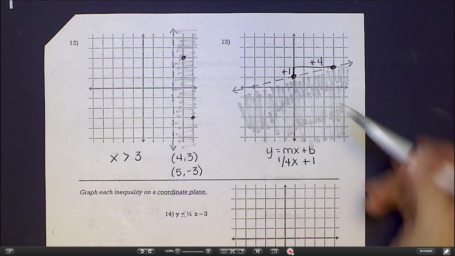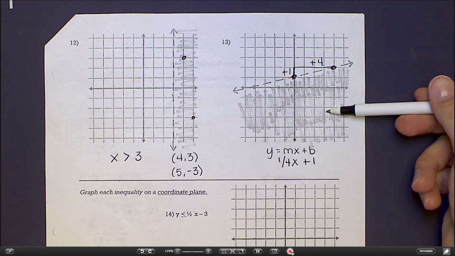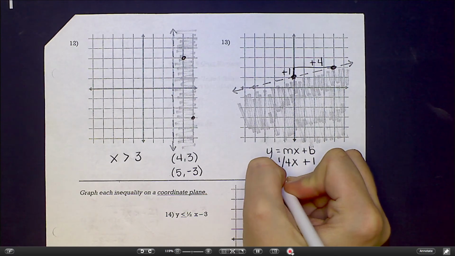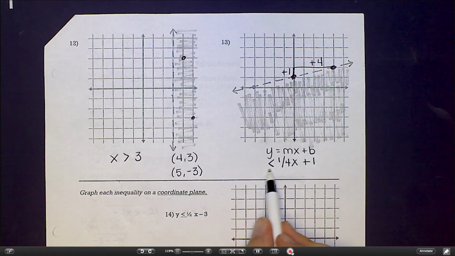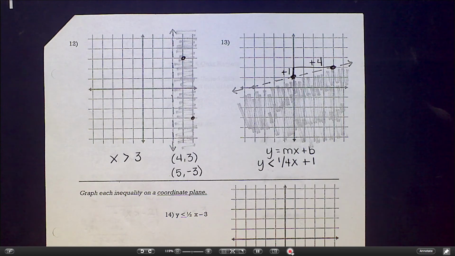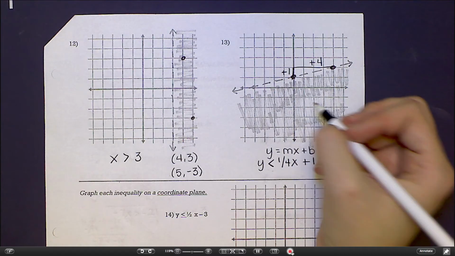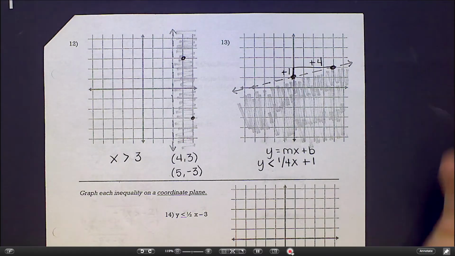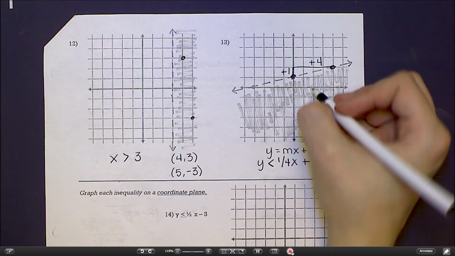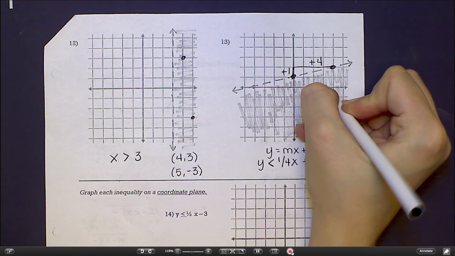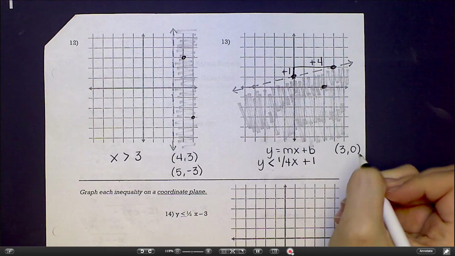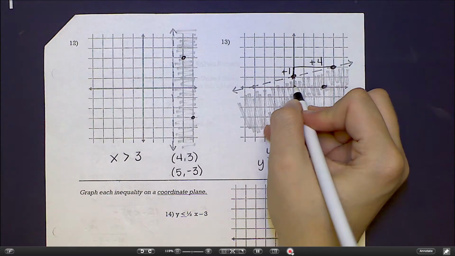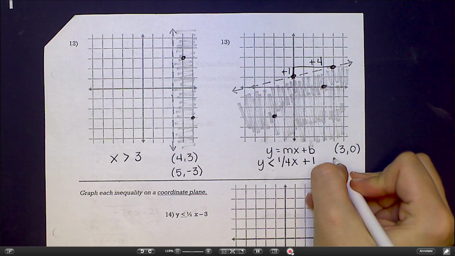Now for my inequality, I'm shaded underneath the line here, so that's less than, because it's under the line. And this is a dotted line, so I do not want it to be equal to. So my inequality is just y is less than 1/4 x plus 1. And then again, to pick points that represent solutions to this inequality, pick anything that's shaded. So I could pick this one here, which is 3, 0. I could pick this one here, which is -2, -3.